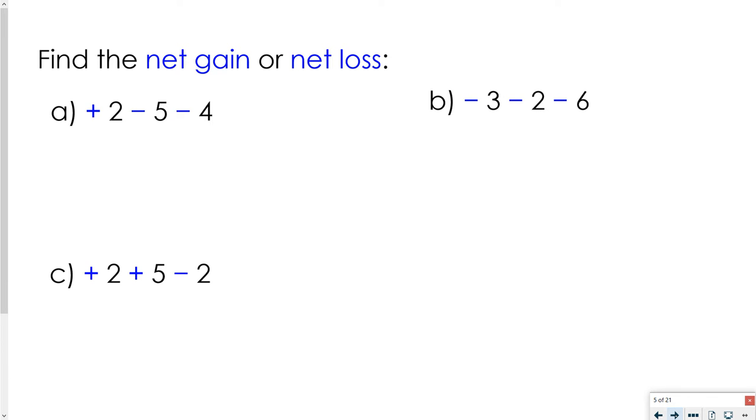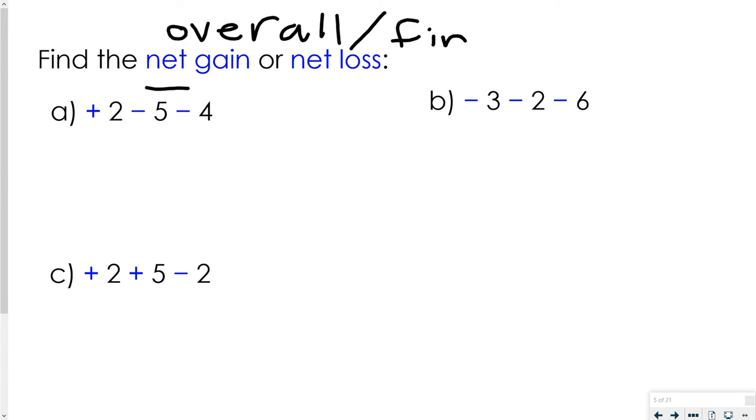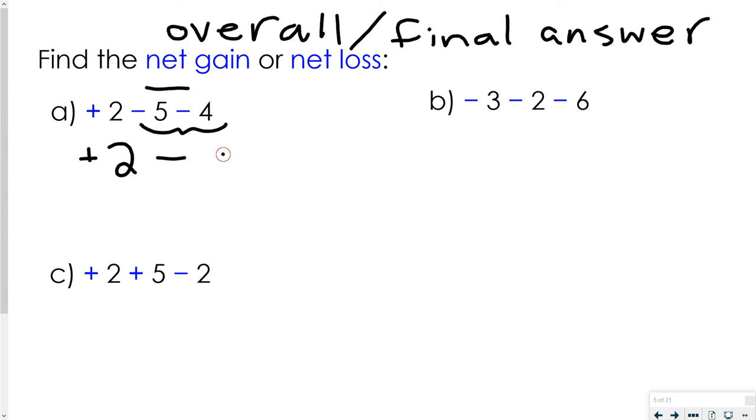So let's take a look at the net gain or net loss. Net just means overall. So final answer. Okay, that's all net means. So in question A, I have a gain of 2 and overall a loss of 9. So if I'm looking at those two, overall, I'm going to have a loss, but how much of a loss? Well, if I started with 2 and I ended up with 9, what's the difference between those two? It is 7.